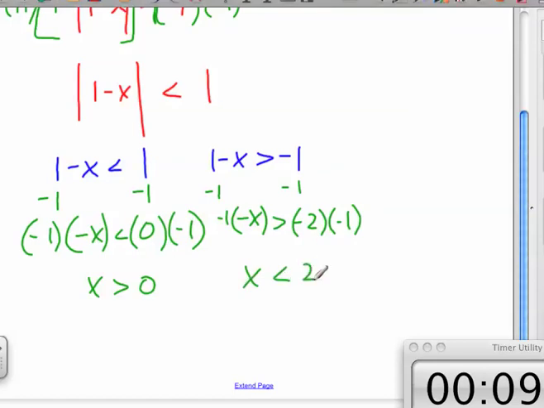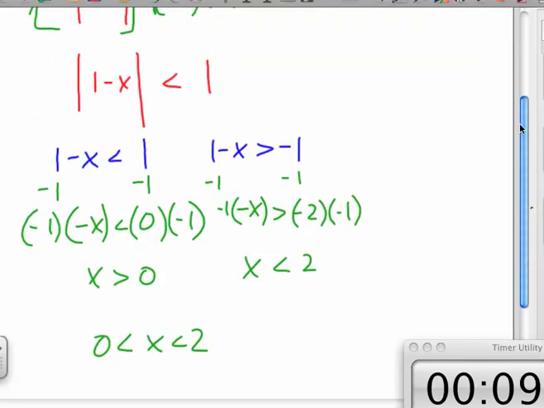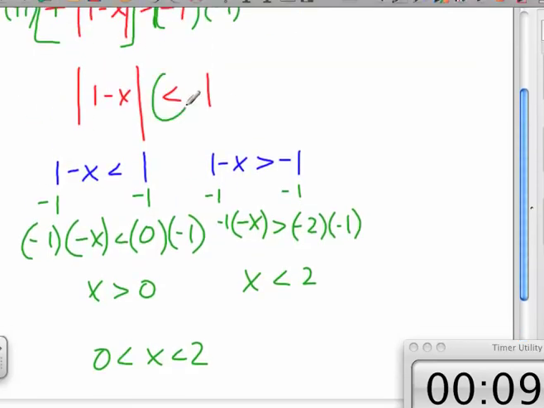Now we said it's a conjunction. So that means that x is between them. X is bigger than 0 and less than 2. So that means x is here. It's bigger than 0 and it's less than 2. Everybody happy with that? Right? We said it was going to be a conjunction because our initial inequality was less than. Right?